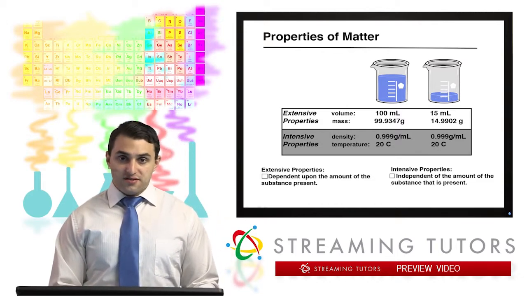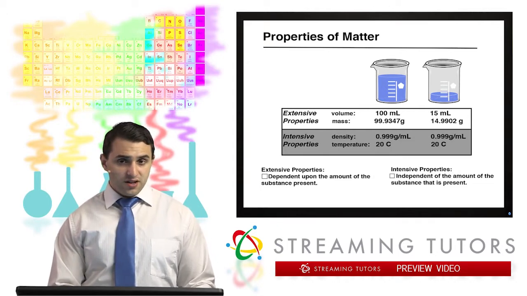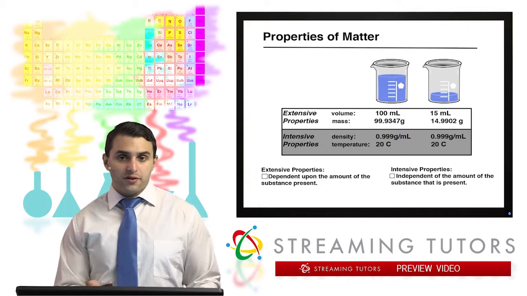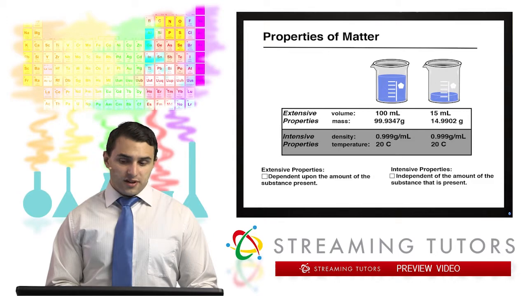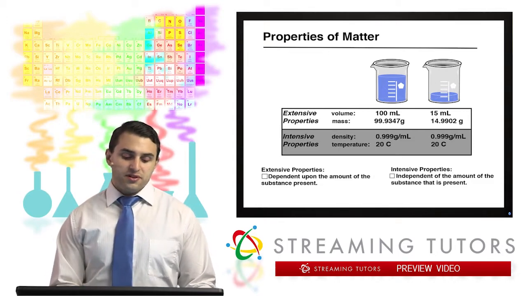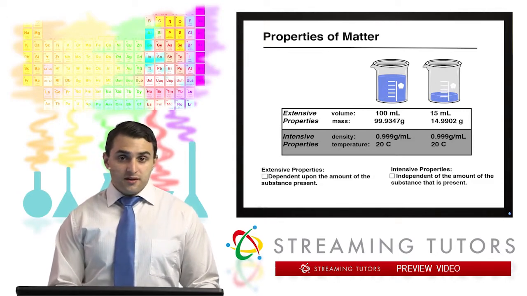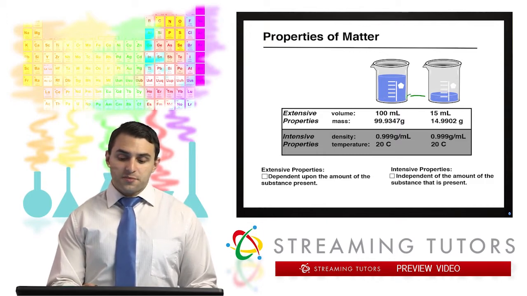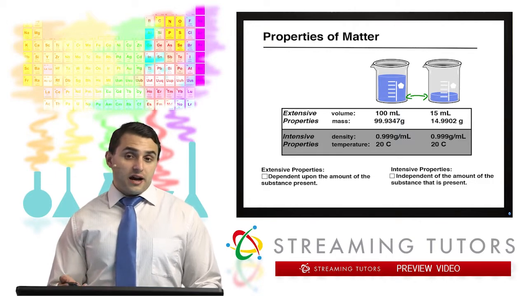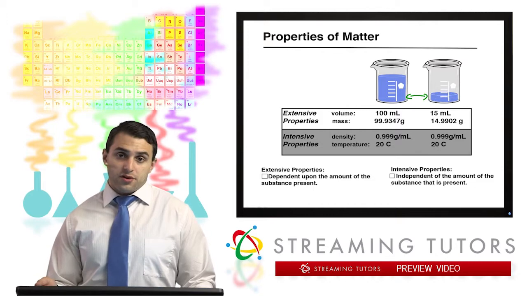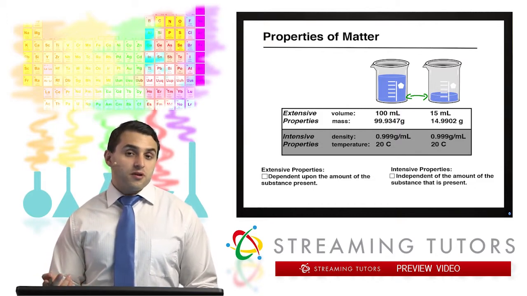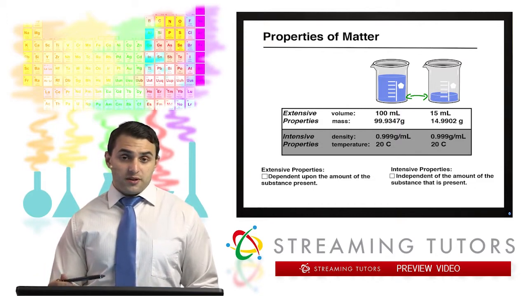An intensive property, on the other hand, is something that is independent of how much material is in the system. So for example, the density of water, whether you have 1 milliliter or a gallon of water, is going to be the same at roughly 0.999 grams per milliliter. Temperature's the same way too. Assuming these started at the same temperature, you could have 15 milliliters of water at 100 degrees, or you could have 100 milliliters of water at 100 degrees. So temperature is also an intensive property like that.